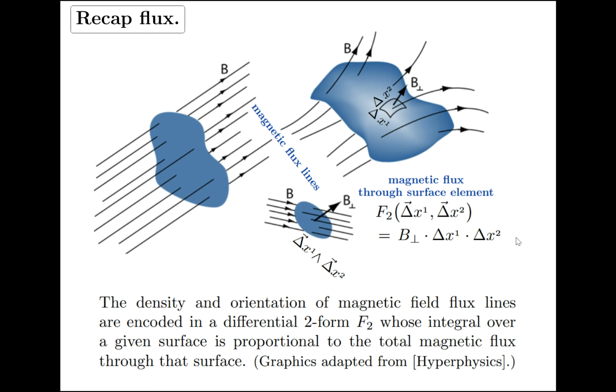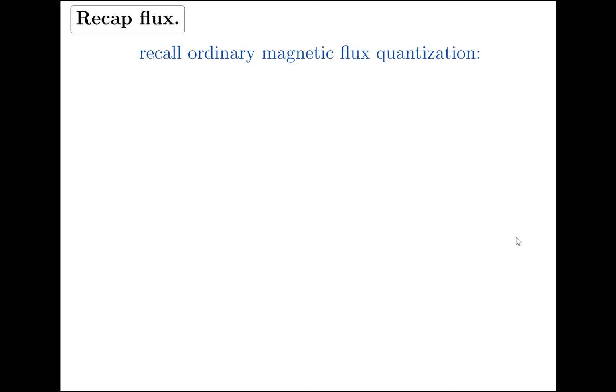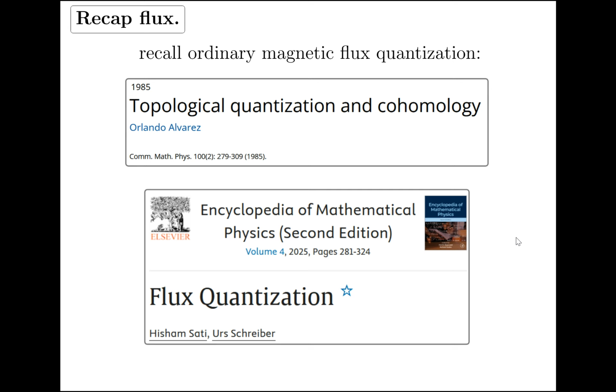So the modern way to phrase this is to define a differential 2-form, F2 here, which measures the density of flux lines through any piece of surface that you have. So you integrate the 2-form over a surface, and you get a number that is the integrated number, in some normalized units, of flux lines that pass through that surface. And in this way, this 2-form is the incarnation of the flux lines of the magnetic field. F2, the Faraday tensor, consists of the electric and the magnetic flux. Since our system is just sitting there, it'll just be magnetic flux. So then we recall the ordinary magnetic flux quantization.